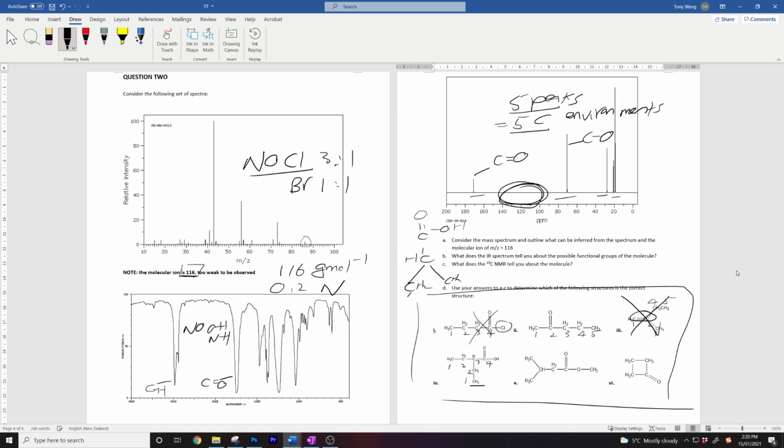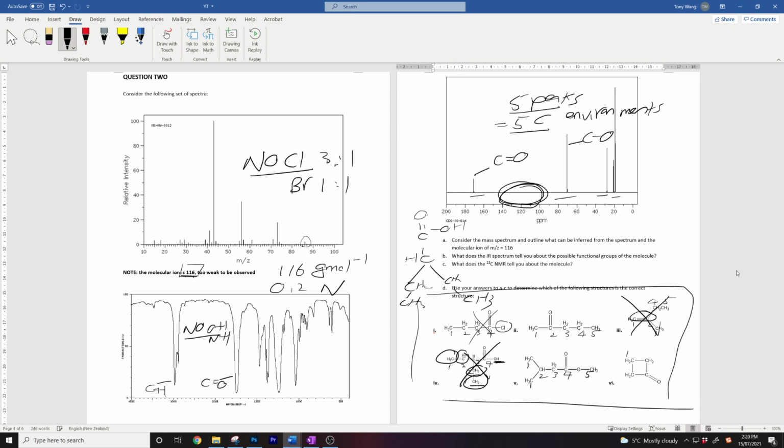CH2, CH3, CH3. So these two are the same, and these two are the same. So they're 4 peaks. But this is wrong. Why? Because there's an OH bond, and I said there's no OH on the IR, so it can't be that one. All right, so this is 1, 1, 2, 3, 4, 5. So that could be it.